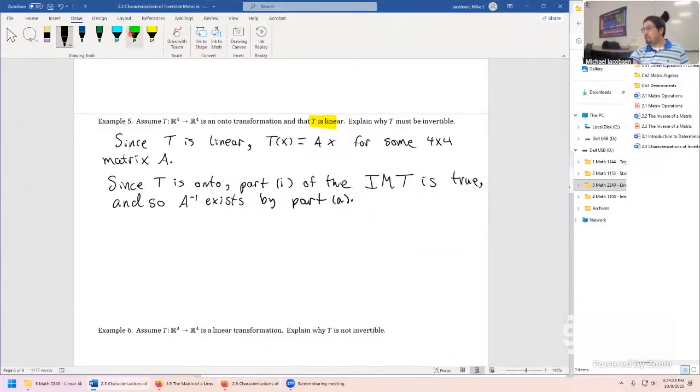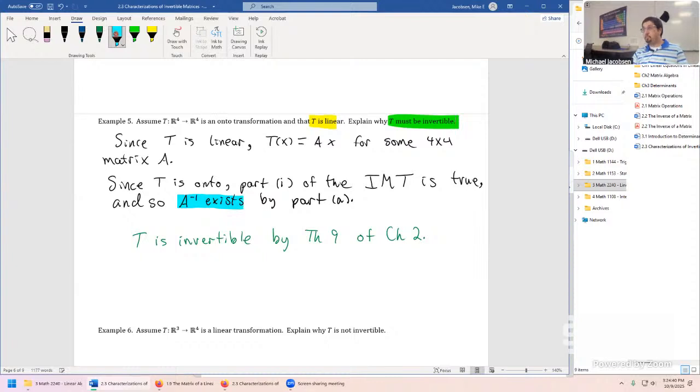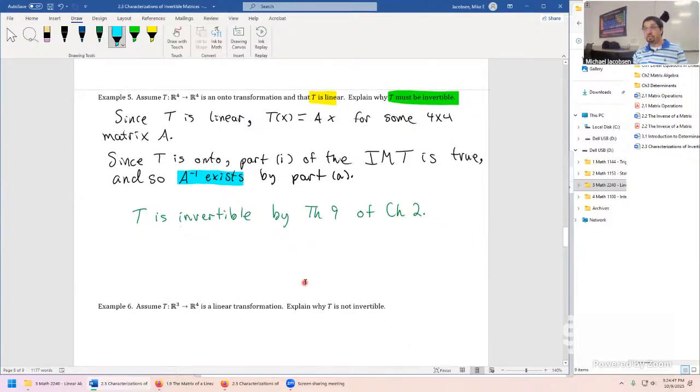We can now conclude T is invertible by theorem 9 of chapter 2, only because of exhibiting that A inverse exists in the very first place. Well, any questions at all, folks, working through example 5?